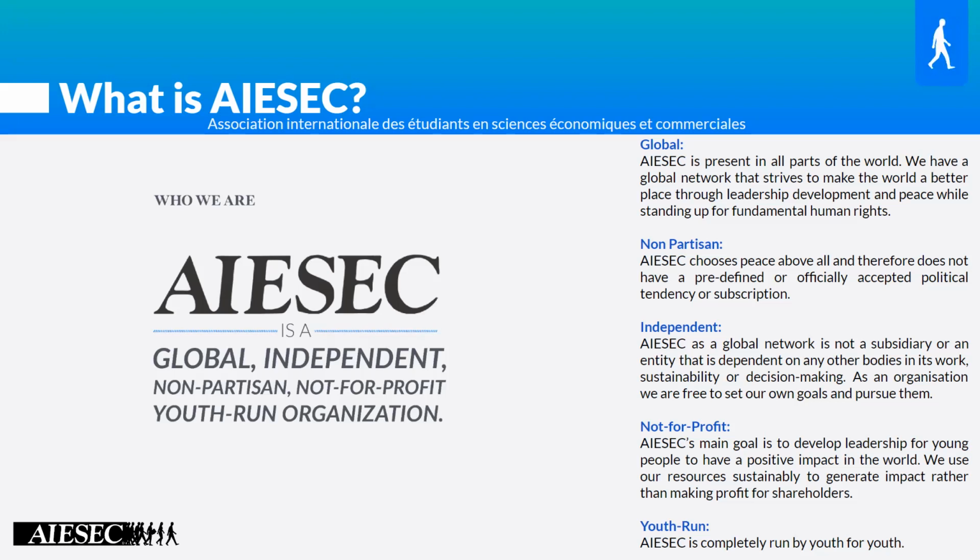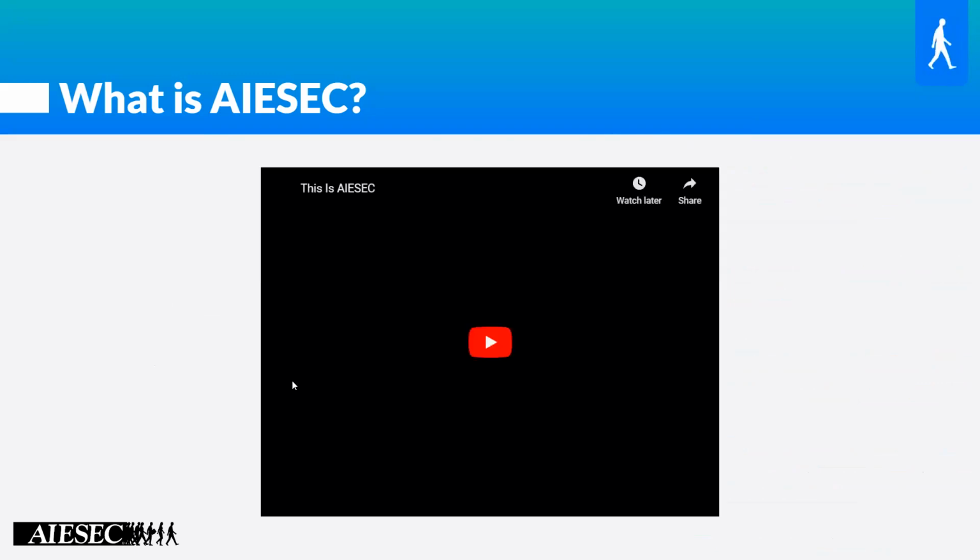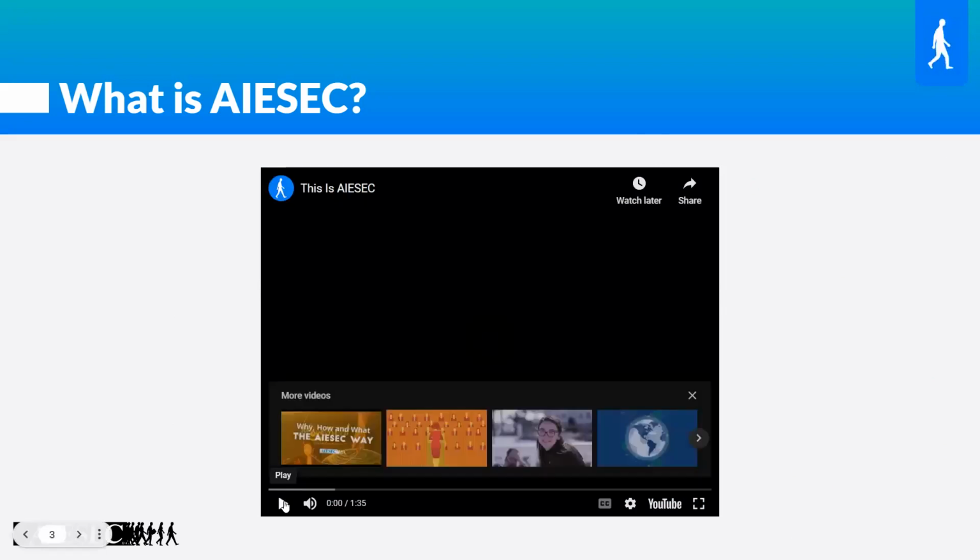So basically, who or what is AIESEC? AIESEC is a global, independent, non-partisan, not-for-profit youth-run organization. The description is on the right-hand side of the screen. You'll be able to read through this and get a deeper understanding of what AIESEC does. Moving on, I'd like to show us a very short video that is going to help explain exactly this and give us a bit of a roundup of what we do as an organization. Then we shall dive deeper.